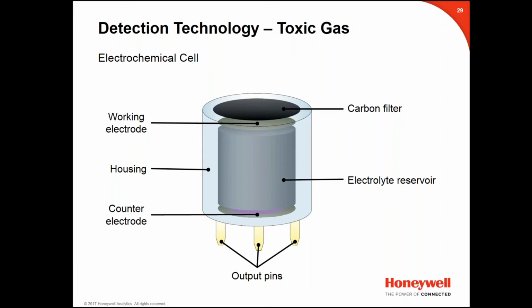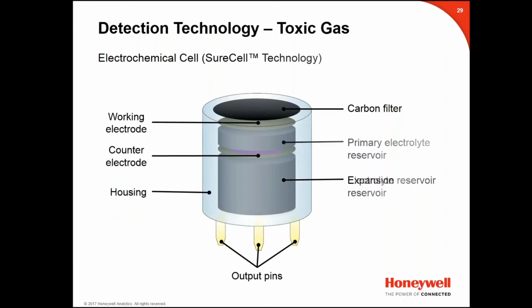But in addition to this, we have a different electrochemical cell that we manufacture just for Honeywell. And it's called Honeywell's patented SureCell technology. It overcomes some of the deficiencies of commercially designed electrochemical cells. SureCell incorporates a smaller, more sensitive primary reservoir and an additional expansion reservoir. Now, having two reservoirs gives us a couple of advantages.